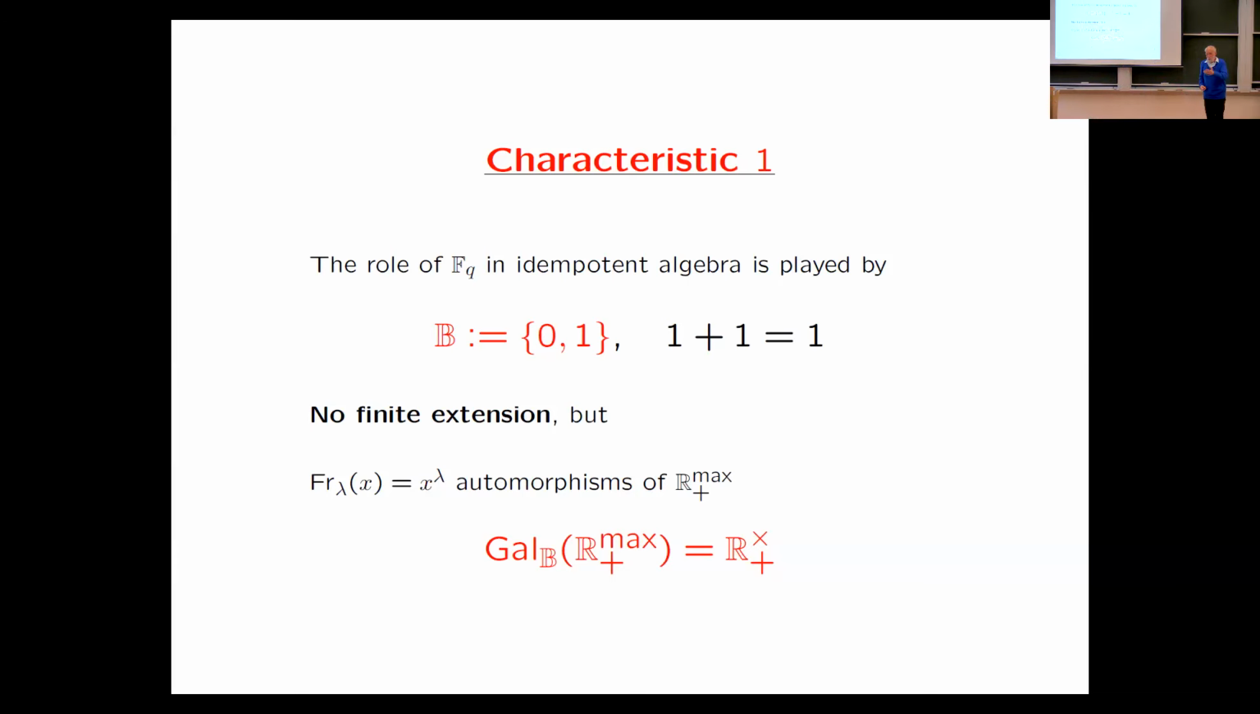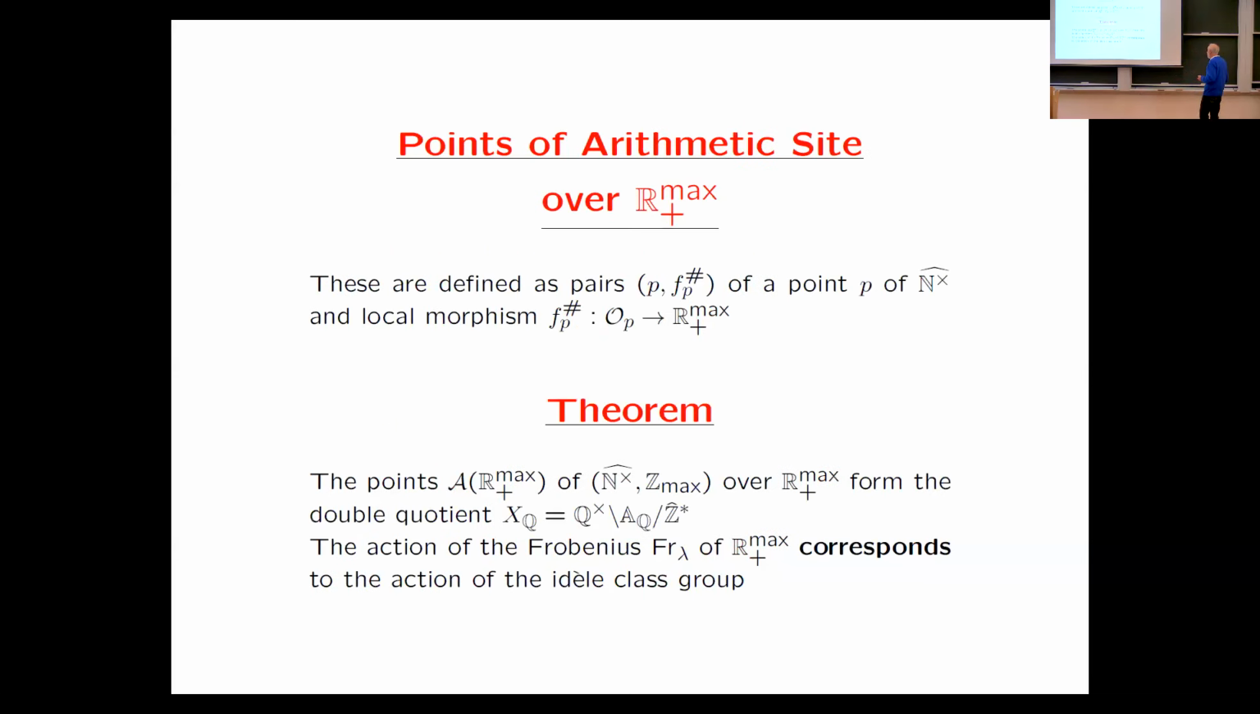Now, the beauty for us, for Katia and myself, was that we could compute the Galois group of this field, in the sense of automorphisms of the semi-field over B. And we found that the Galois group is R plus star, namely the scaling group. And then the theorem is the following: when we take the points of the arithmetic side, the previous object, over this semi-field, then we get on the nose the space which was coming from algebraic geometry, namely this double quotient. And moreover, the action of the scaling that was giving you the correct counting distribution is in fact identical with the Frobenius action.